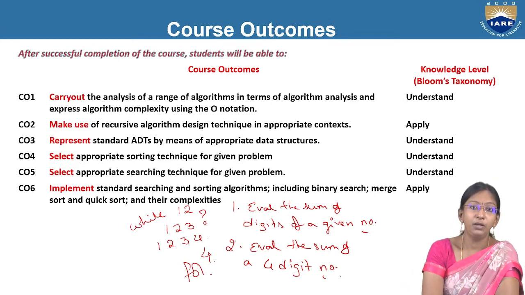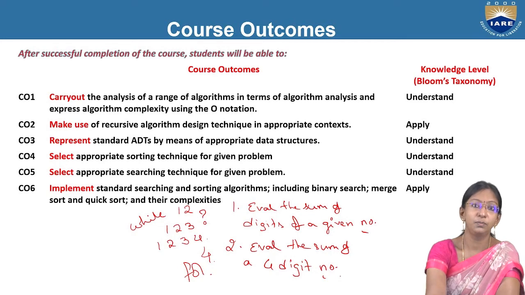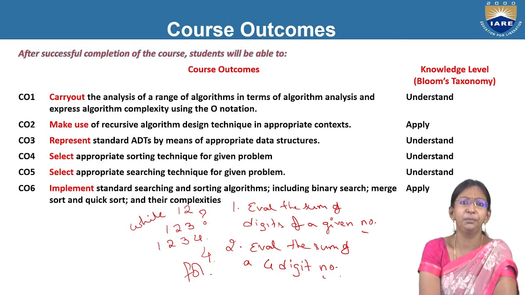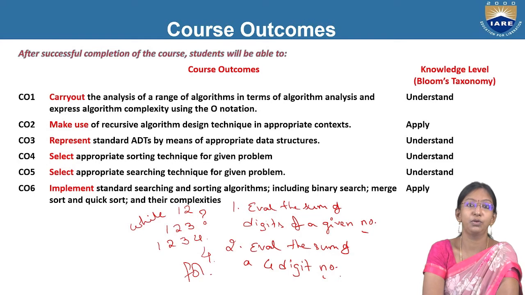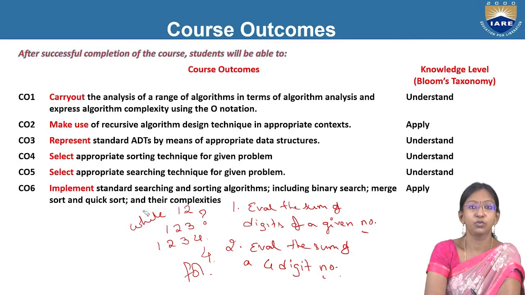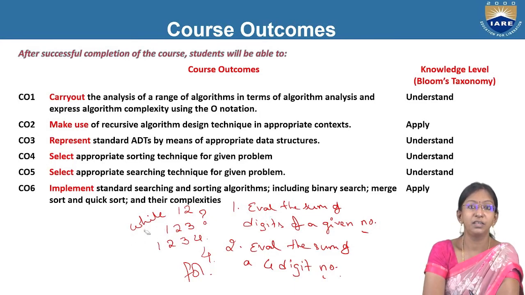So what I want to convey to you guys with this example is CO1, that is your course outcome 1. You will be able to judge what type of logic you have to use, what type of algorithm you have to use. You'll be able to judge that with less complexity, which one will be used by the end of this course. That is your first and major outcome of this course. Second one, make use of recursive algorithm design in appropriate context.